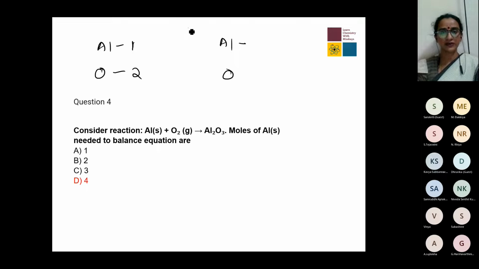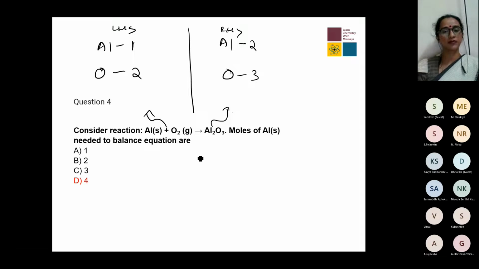And on the right-hand side, all right, this is LHS. LHS is here, and this is your right-hand side. On the right-hand side, you have 2 aluminum and 3 oxygen. Now, the point is that we can see on the right-hand side, there is more aluminum and oxygen, and we need to balance that out with the left-hand side, right?